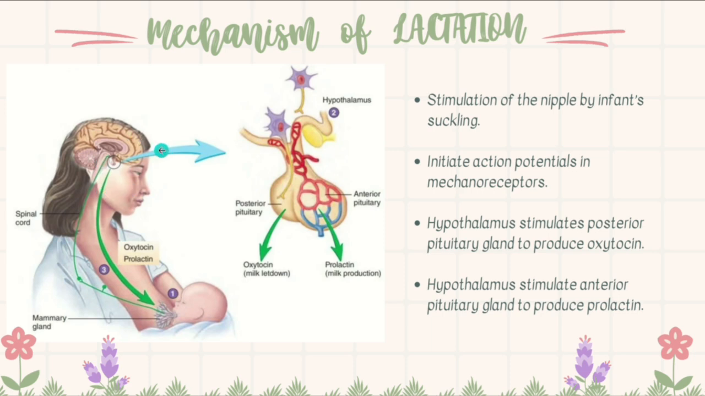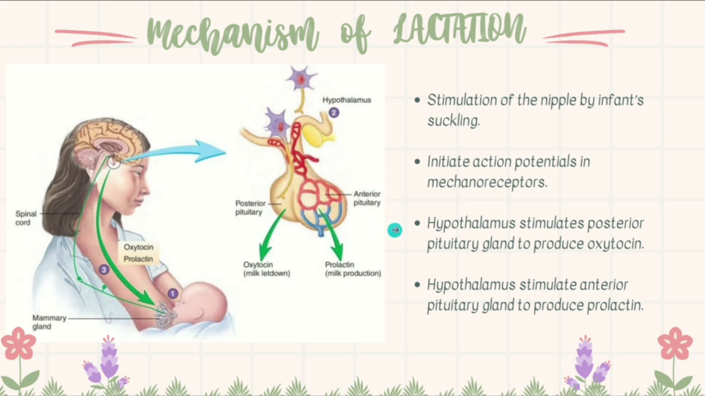Firstly, the hypothalamus will send an on signal towards the oxytocin neuron at the posterior pituitary, and this will cause the production of oxytocin hormone. Then the hypothalamus will also produce an off signal towards the dopamine neuron in the anterior pituitary. The dopamine neuron is actually an inhibiting neuron of prolactin neuron.